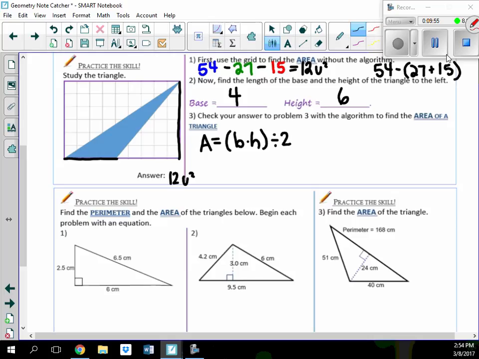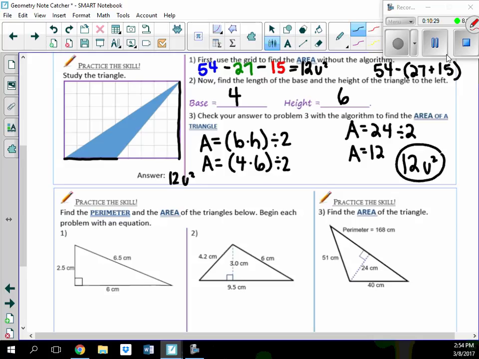Base is 6. Okay, so A equals 6 times, what's our base? 4, sorry. Times 6, divided by 2. Okay, keep going. 4 times 6 is 24, so A equals 24, and 24 divided by 2 is 12. So we still have 12 units squared if we use the algorithm too.